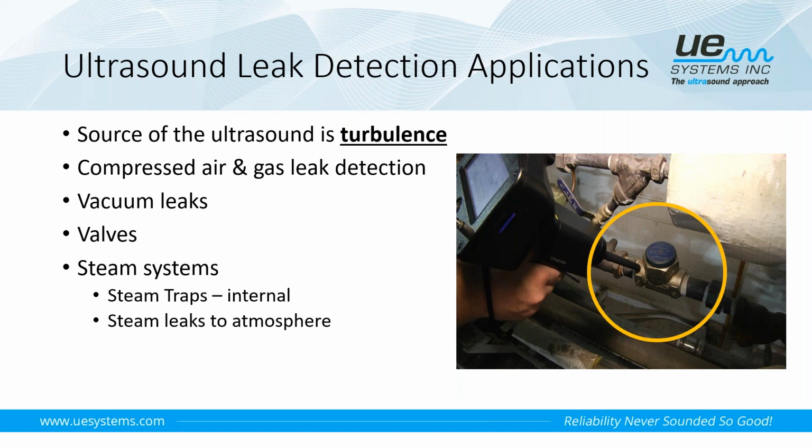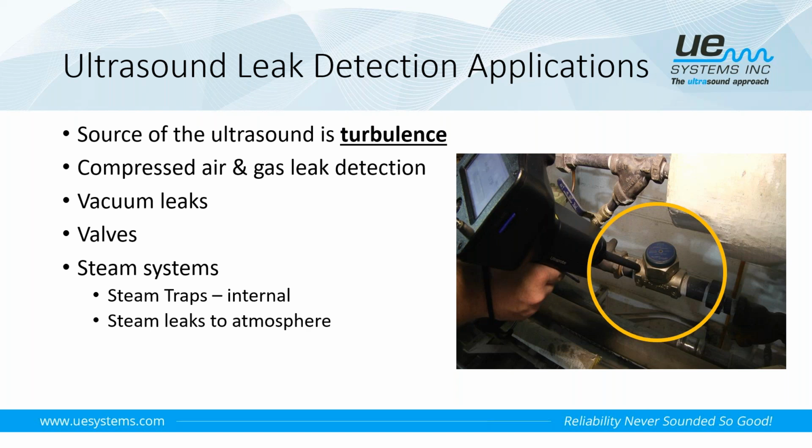And then steam traps. We're listening for internal turbulence across the seat of the trap. So when that trap cycles open and releases condensate, and then it shuts, that process creates turbulence. No different than if that trap is leaking by or in the failed open position. Turbulence is still the source of the ultrasound.